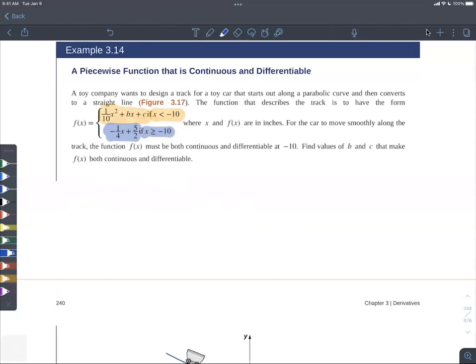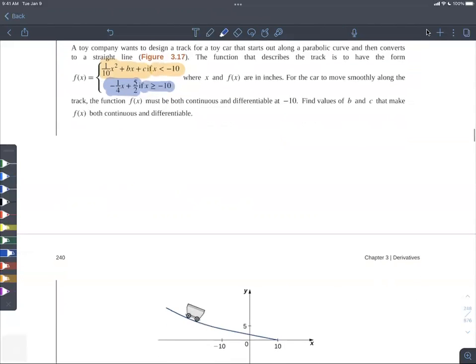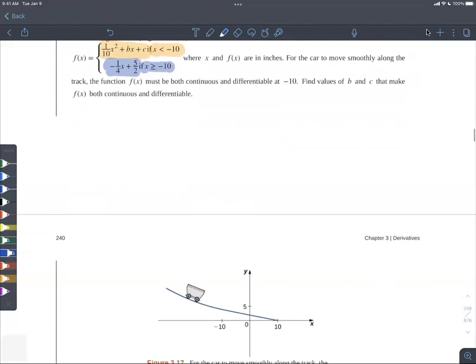For the car to move smoothly along the track, the function f of x must be both continuous and differentiable at -10. We want to find values of b and c that make f of x both continuous and differentiable.